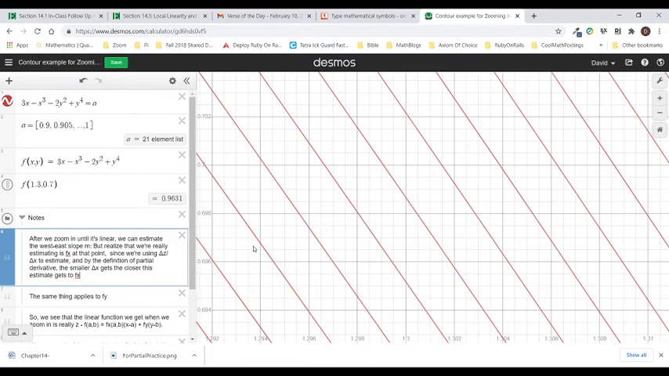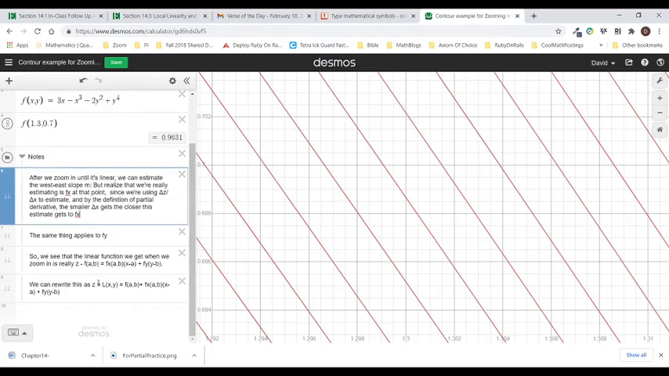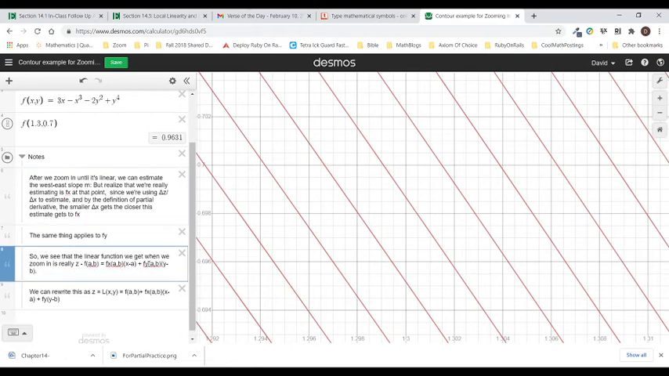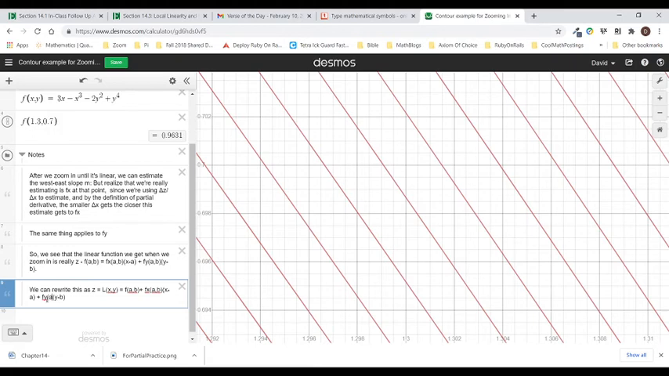Once we actually decide to start writing down the equation of the plane we get, we see that it's going to be z minus the function value, right, is equal to the partial derivative with respect to x times (x minus a), plus the partial derivative with respect to y at that point, times (y minus b). There we go, all fixed.